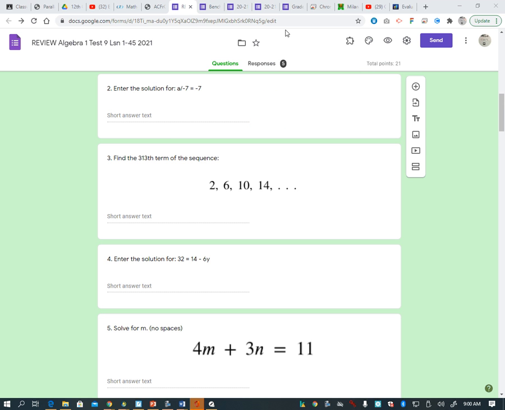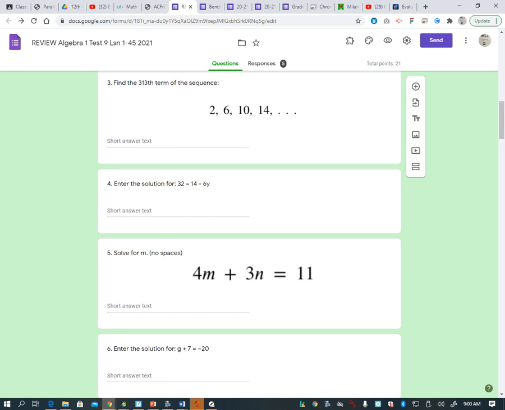Number 3, find the 313th term of the sequence. All right, so what am I using here? Does anybody know what the actual whole formula is? Go ahead. Well, it's the sequence. What kind of sequence is this? Arithmetic sequence. What is the arithmetic sequence formula? Can anybody tell me what the individual parts are?